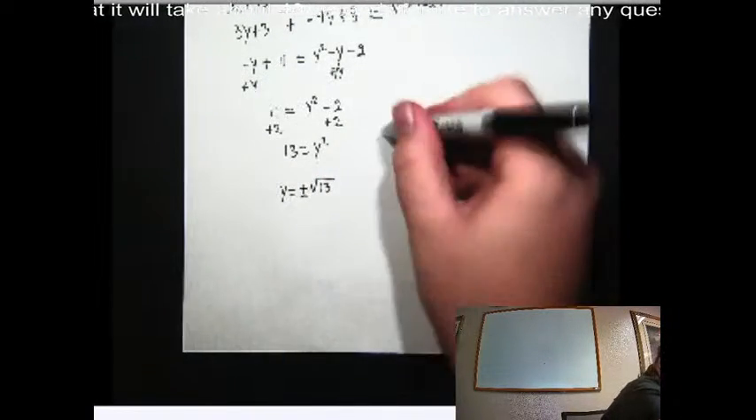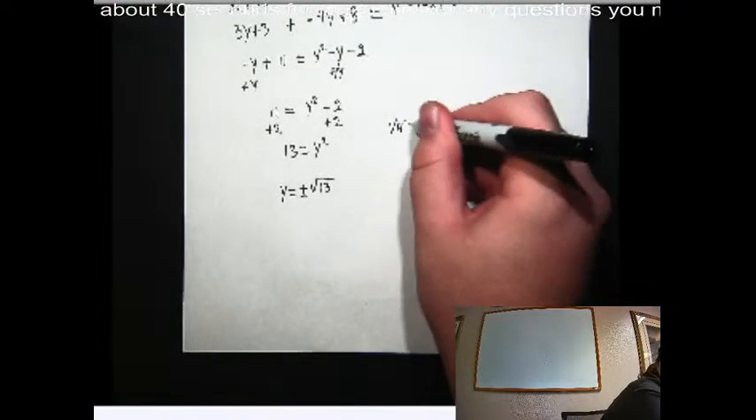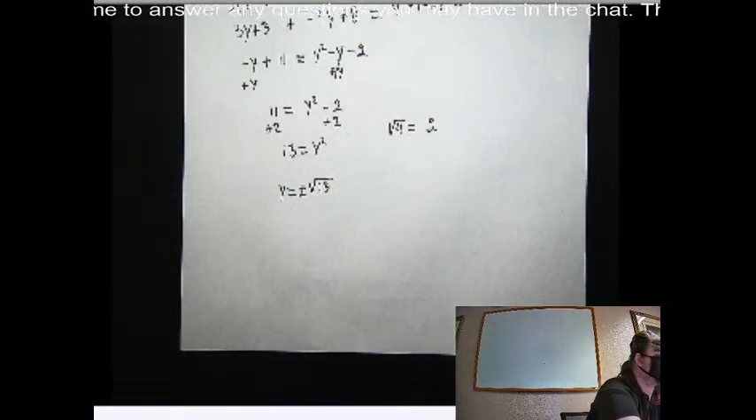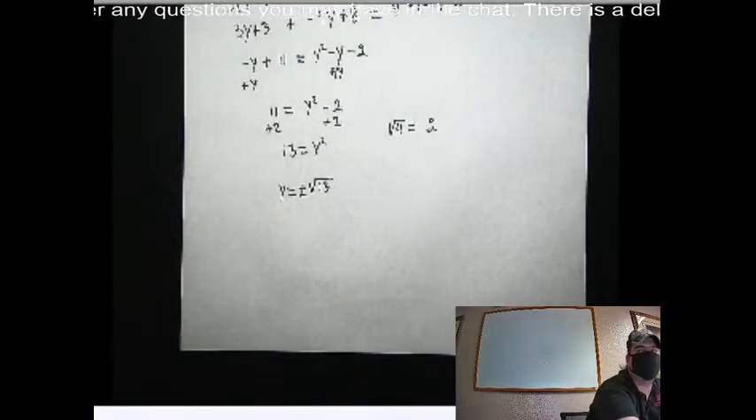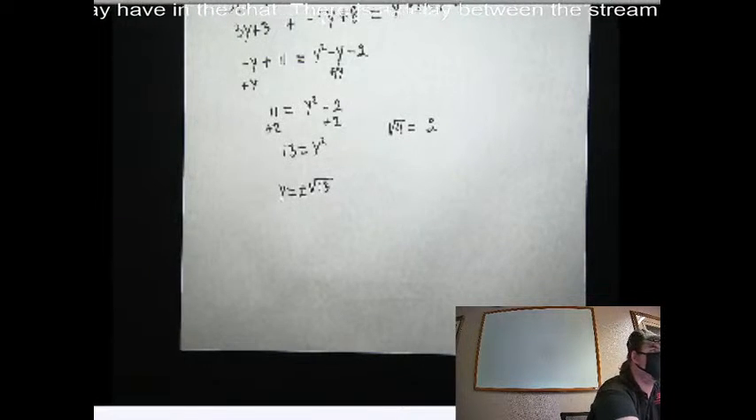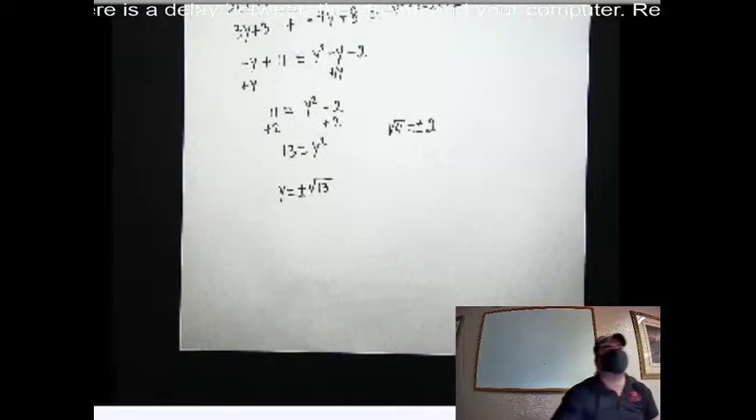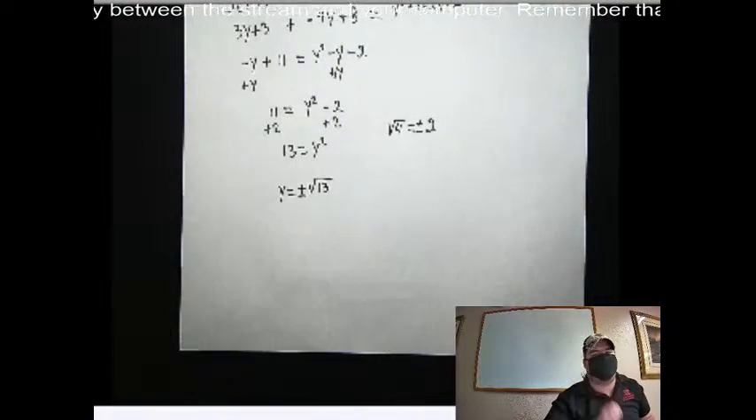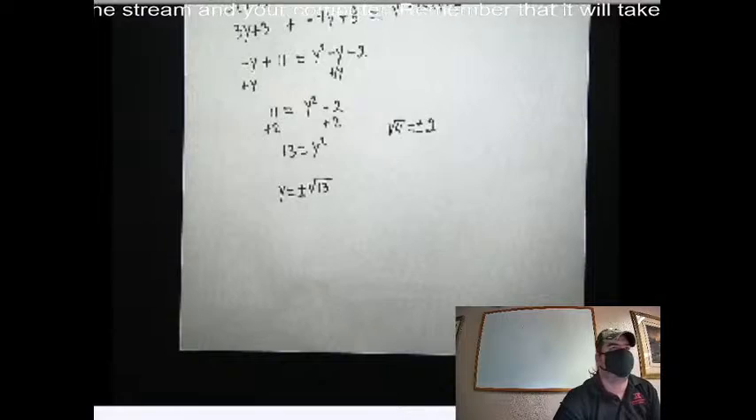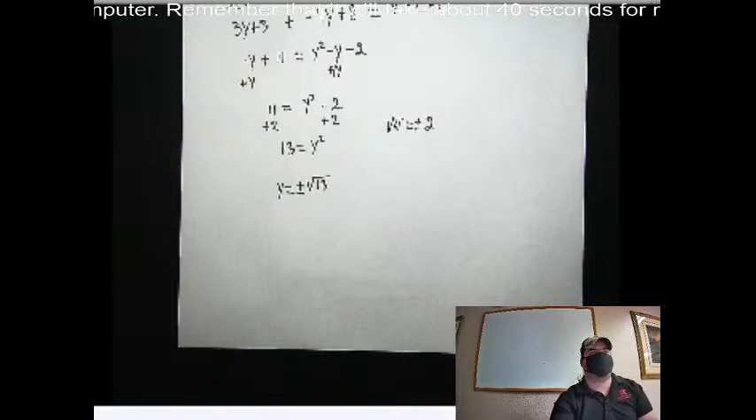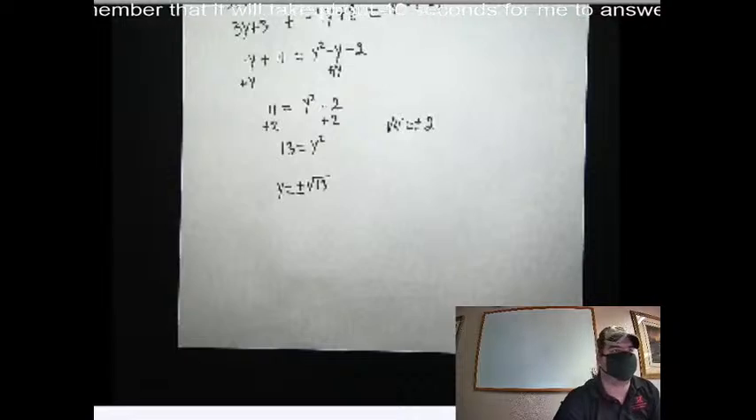Like I've said before, if we have the square root of 4, yeah, we usually say that's 2. Because 2 times 2 is 4. However, negative 2 times negative 2 is also positive 4. So when we take square roots, at this point we need to be saying plus or minus in all of our answers. So the true answer here is y equals plus or minus the square root of 13.